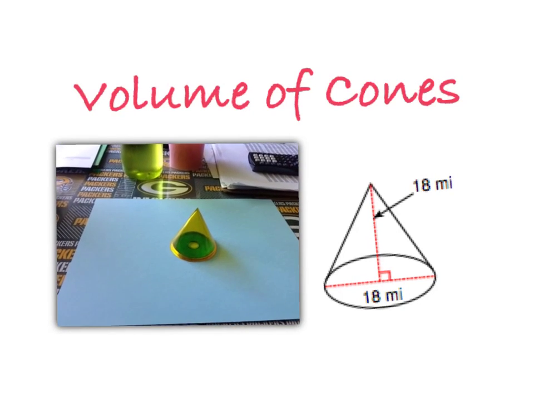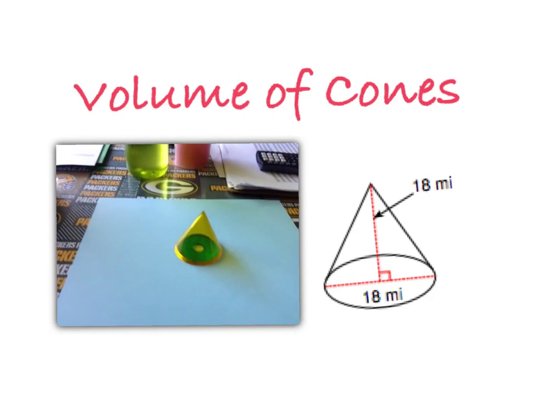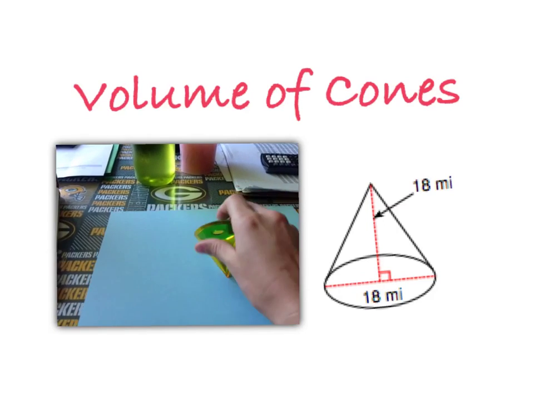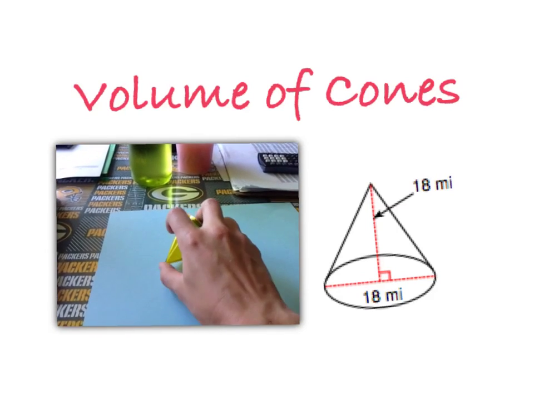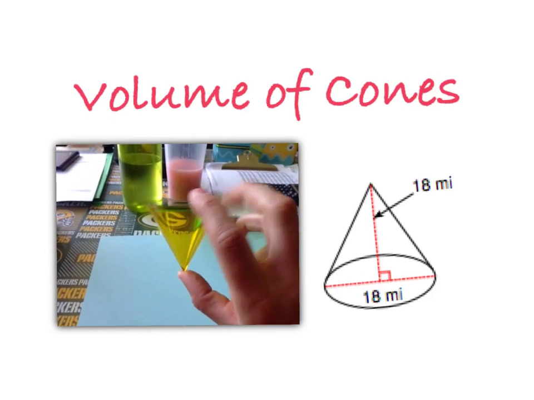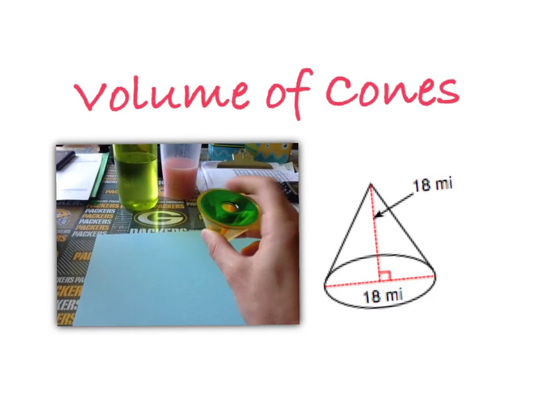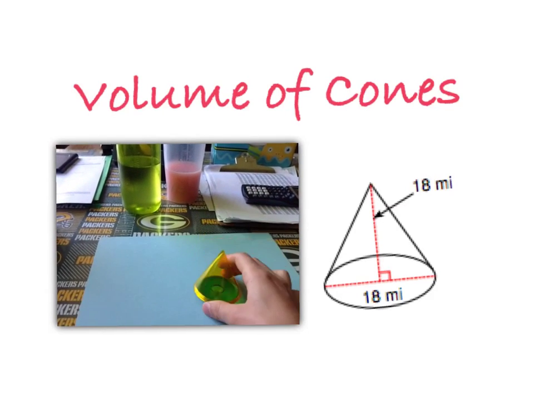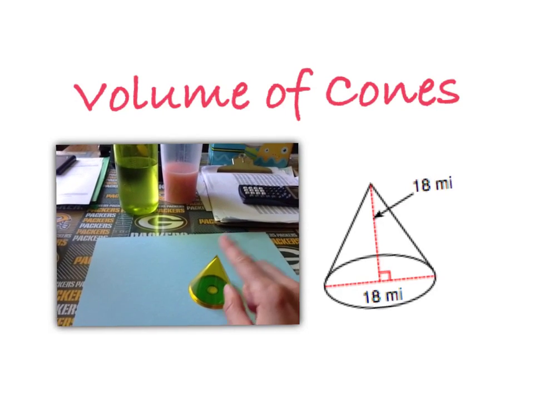This video is going to go through finding the volume of a cone. Now a cone, just so you get a picture of what a cone is, is like an ice cream cone. So a cone has a circular base, and then all the sides come to a point up here at the top.